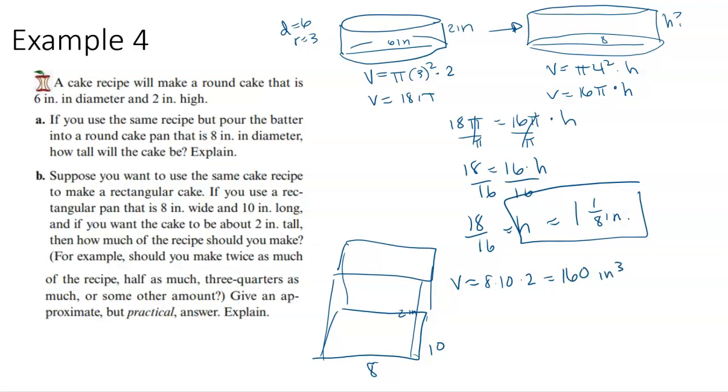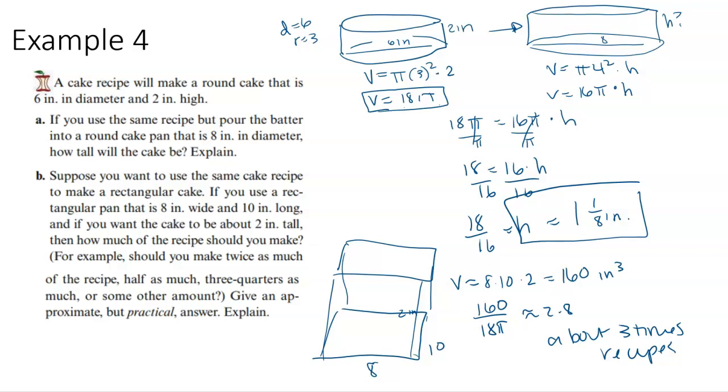So how does that compare to this volume, right? This is the original recipe. So that volume, how many 18 pies can I fit into 160? So it's 160 divided by 18 pi. That's going to tell me how much. So when I divide it, I get about 2.8. So we could say about 3 times the recipe. About. Maybe you don't like that rounding. Maybe you want to say 2.5 because you don't want the cake to overflow. I think that's also valid.